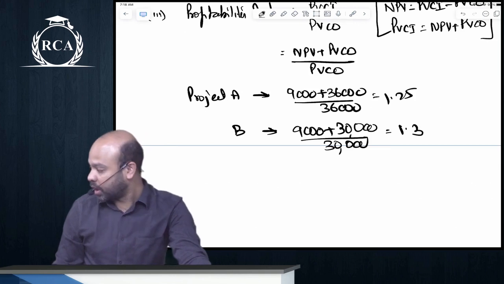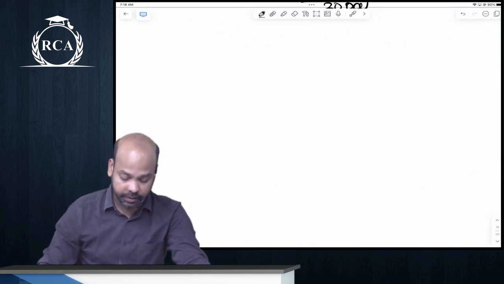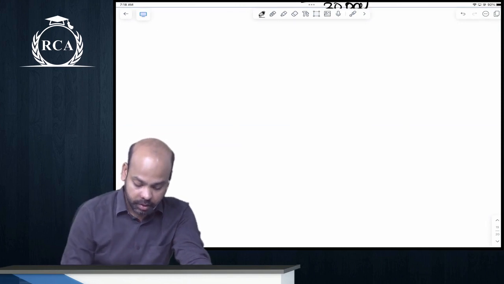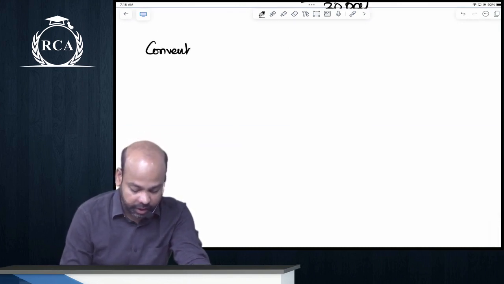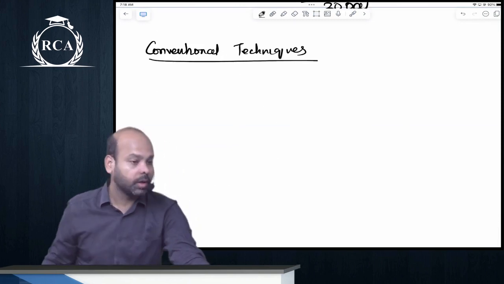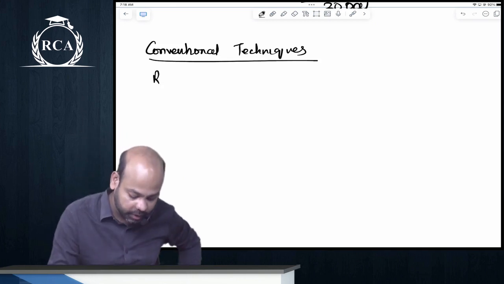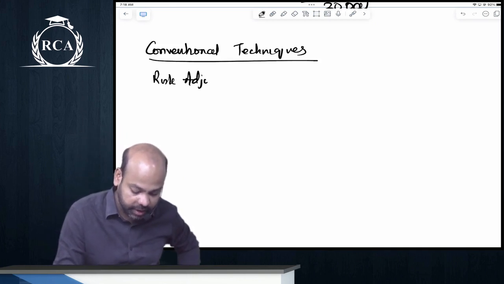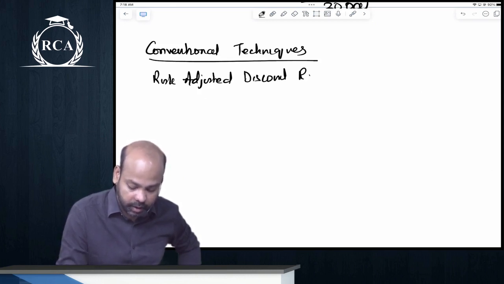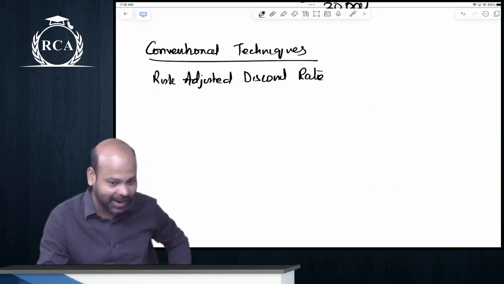RADR, conventional techniques beta, RADR and your certainty equivalent approach. Concept book, guys. The next set of things beta is conventional techniques. We have two conventional techniques, guys. One is risk adjusted discount rate. The other one beta is certainty equivalent approach.